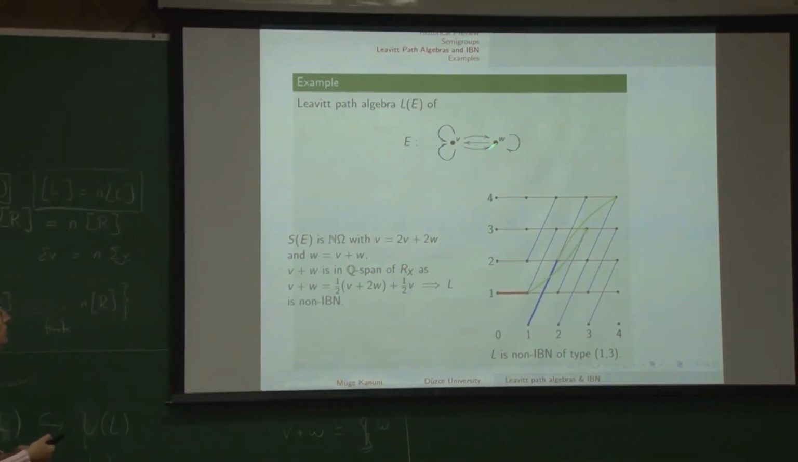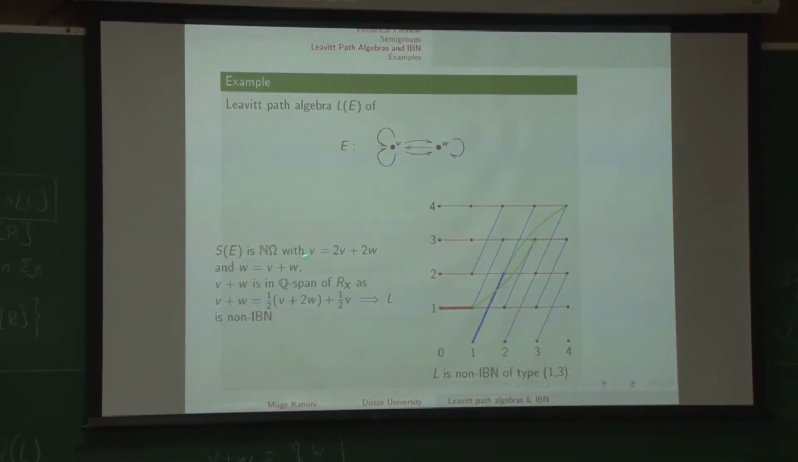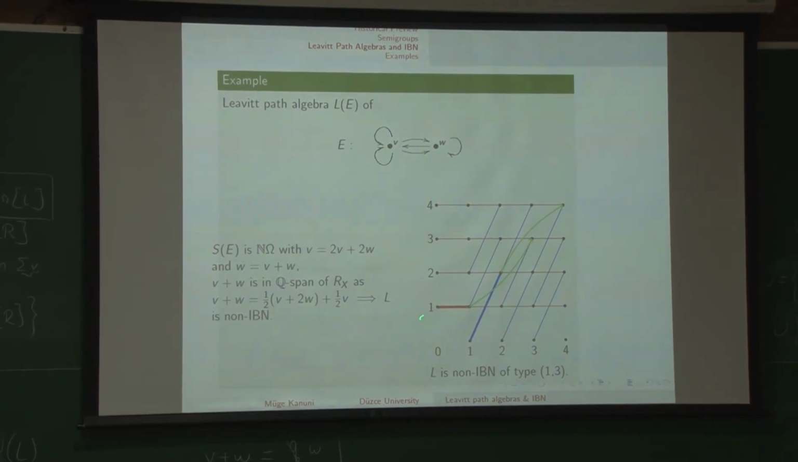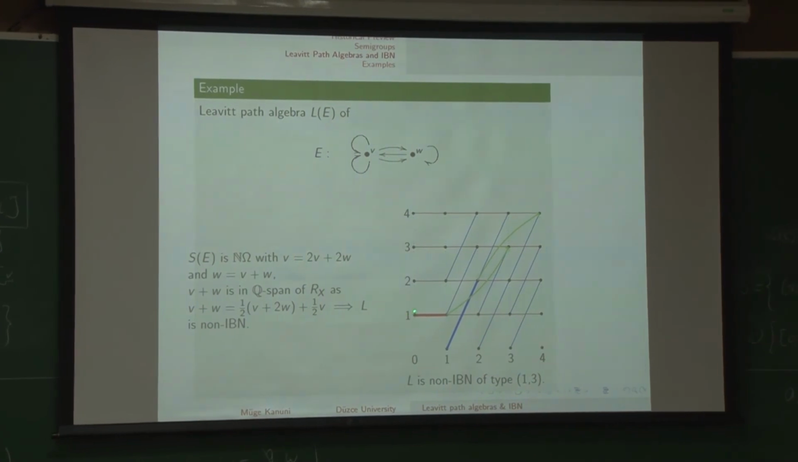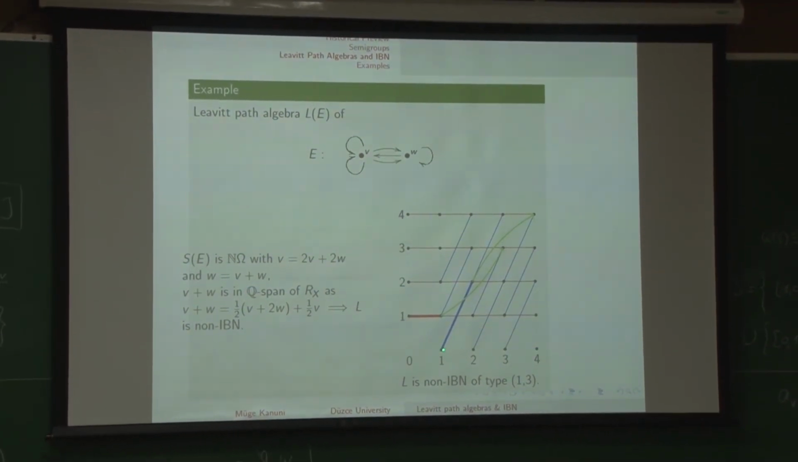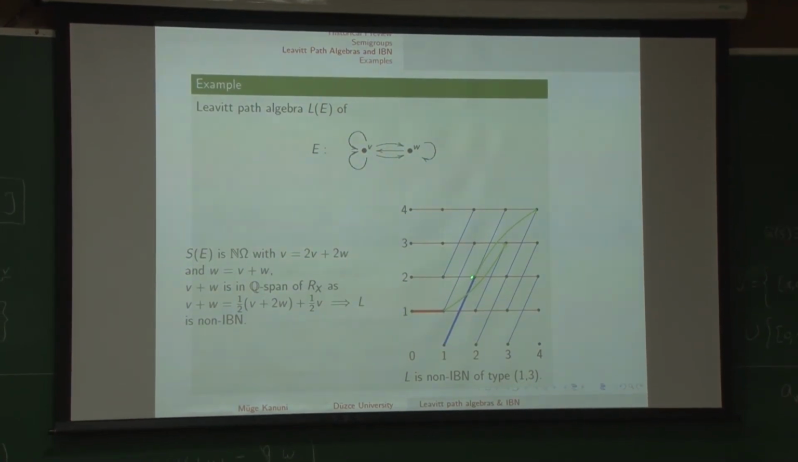And W is equal to W plus V. So I have 1 and 2 relations. I put them in the graph. The red one is the second relation. The blue one is the first relation. V is equal to the point 2, 2. So that's the dark blue one.